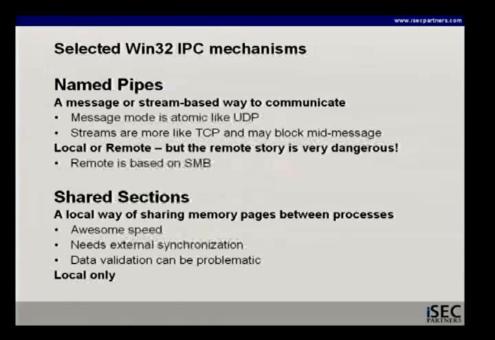So probably the most common Win32 specific one is the named pipe. Named pipes are kind of like sockets. They're either message mode or stream based, which looks kind of like UDP or TCP. They can be accessed locally or remotely, and the remote version is based on SMB.